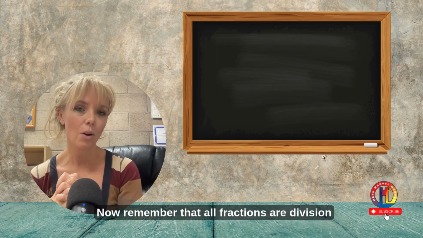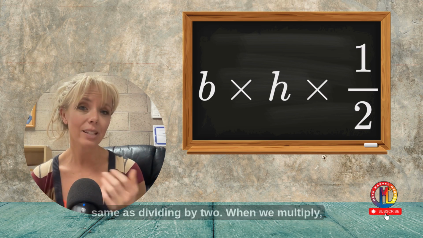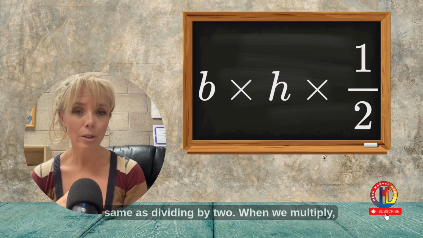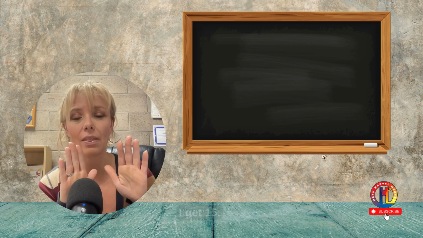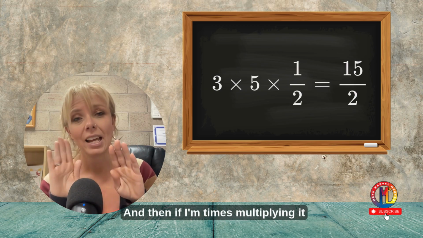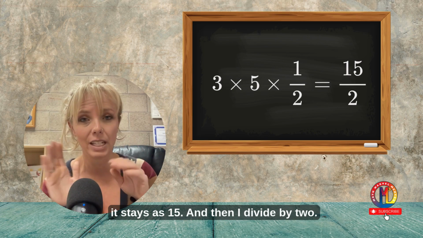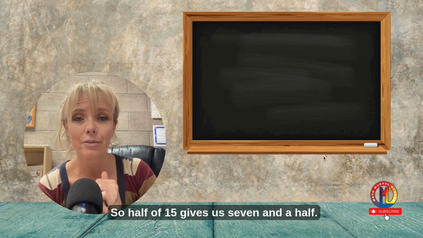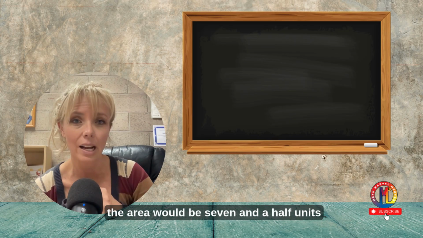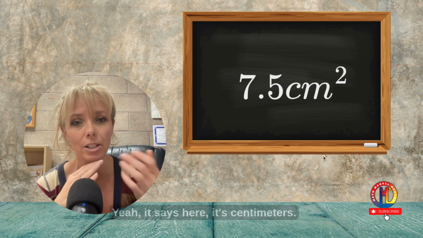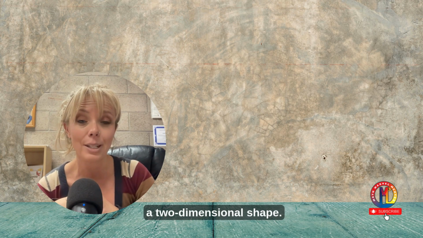Now remember that all fractions are division problems, so multiplying by 1/2 is really the same as dividing by 2. When we multiply, we can multiply in whatever order that we want. And so if I do the base times the height, I get 15. And then if I'm multiplying it times the numerator of the fraction 1, it stays as 15, and then I divide by 2. So 1/2 of 15 gives us 7.5. So for this example, the area would be 7.5 units squared, whether it's centimeters. Yeah, it says here it's centimeters. So we'd say centimeters squared because we're talking about a 2-dimensional shape.